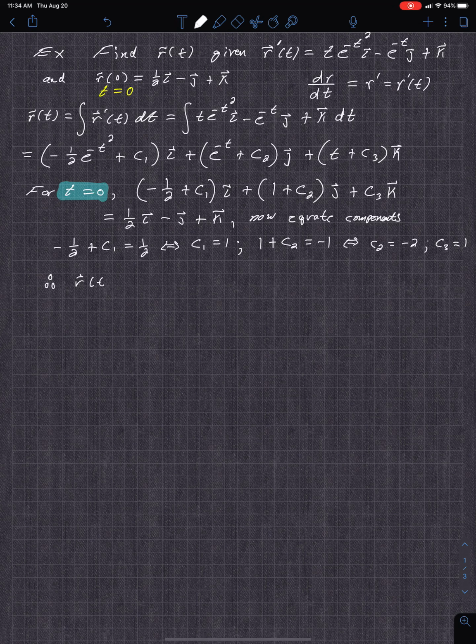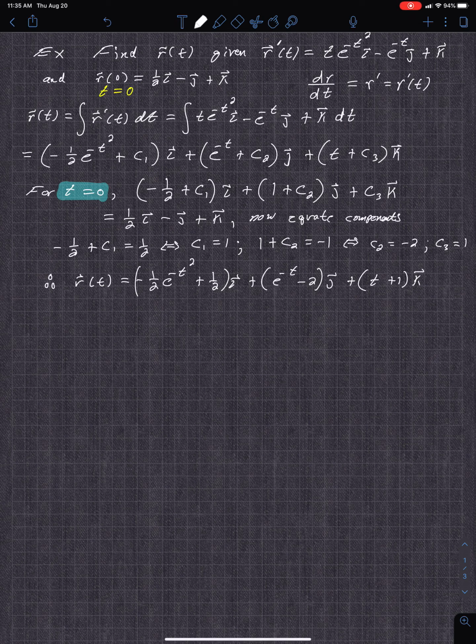r of t with that initial condition is equal to all of that, and then you just plug in the constants. So it's negative 1/2 e to the negative t squared plus 1/2 i, and then plus e to the negative t plus C2, which is, so make that a minus, so it's minus 2 j, plus t and then plus 1 k.